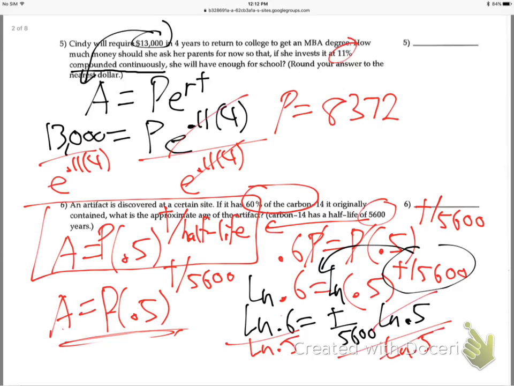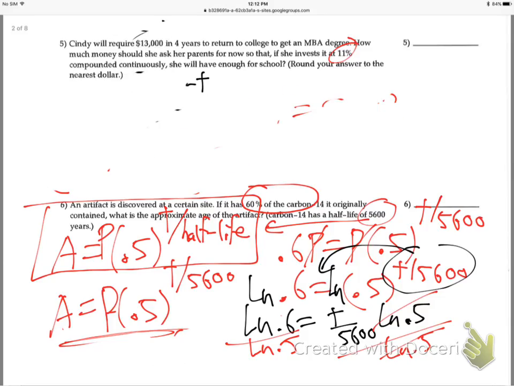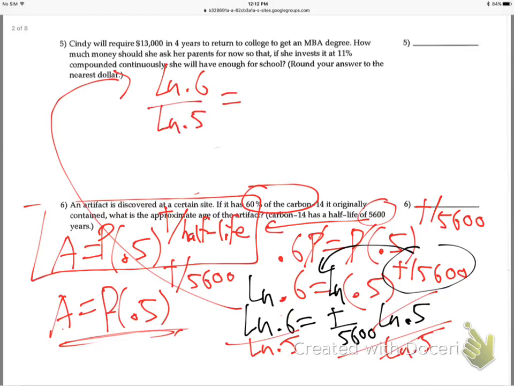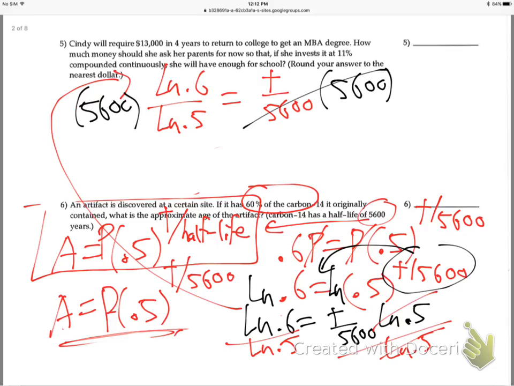That's gone. I'm totally out of room now. Come up here. So I've got ln 0.6 over ln 0.5 is T over 5,600. Last step to solve for T: multiply by 5,600. Boom. T's alone, there it is, whatever that is. That's how old the thing is. We good there? Questions on that one?